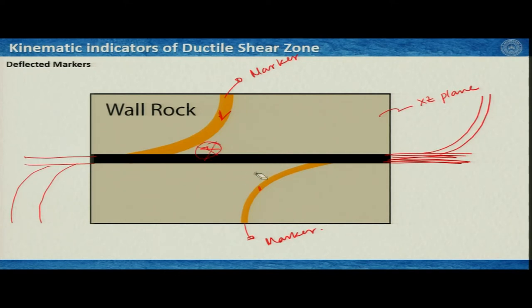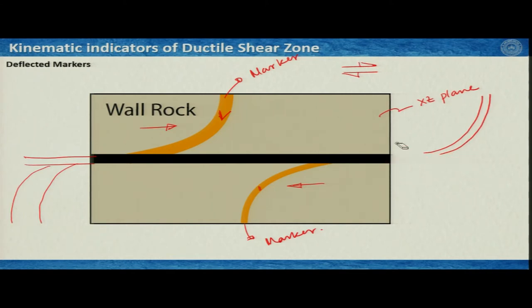And again, if this is not like this, then what we have learned in the previous slides, essentially this is moving in this side and this is moving in this side. So therefore, the sense of shear here is again dextral. Now I said that there is a little trick that you can use to identify the sense of shear when you have deflected markers. And the trick is, you identify the curvature.